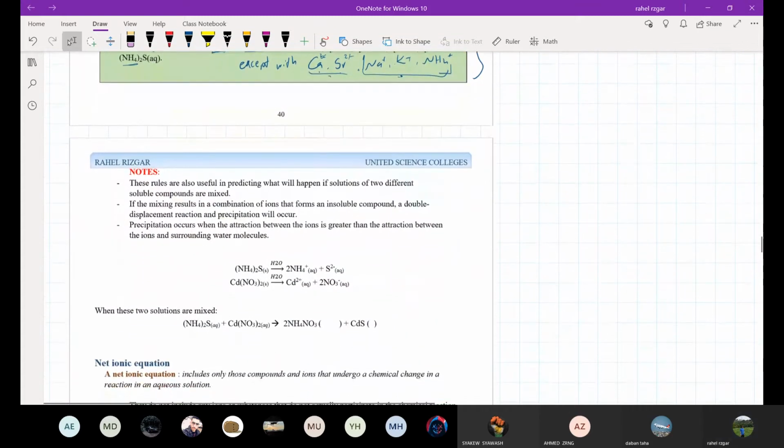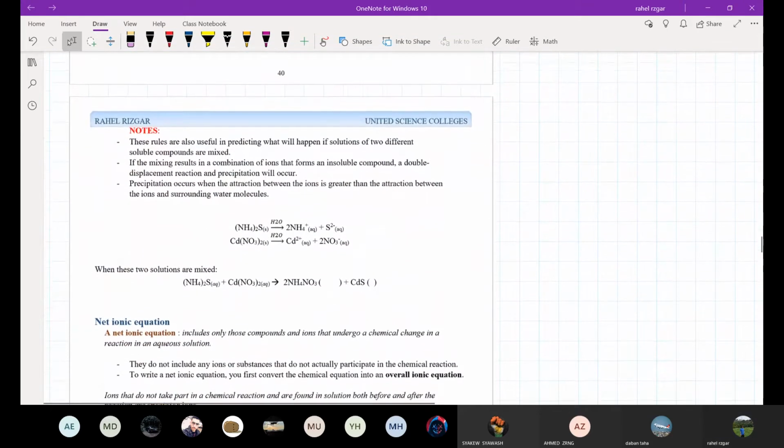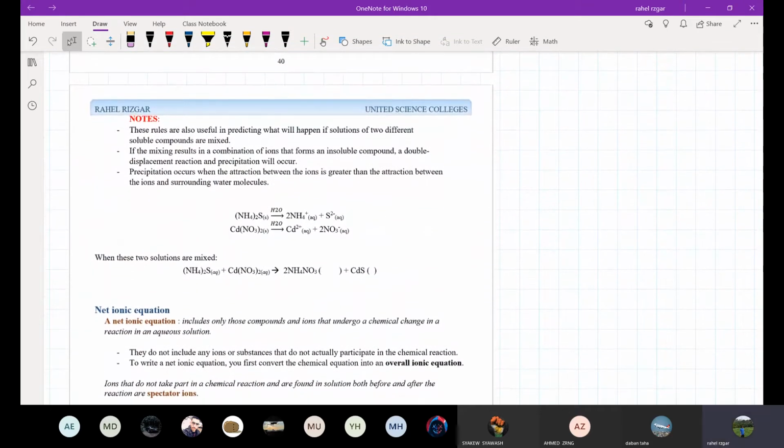Alright, notes. Of course, these rules are useful in predicting what will happen if solutions of 2 different soluble compounds are mixed. We'll talk about this later, how it works. If the mixing results, let me explain these three together in an example.